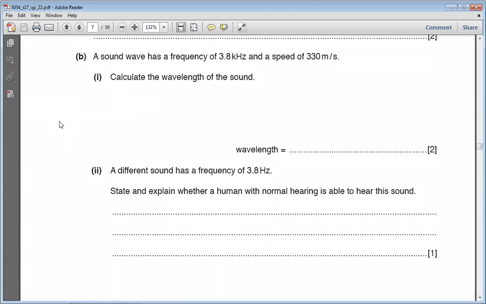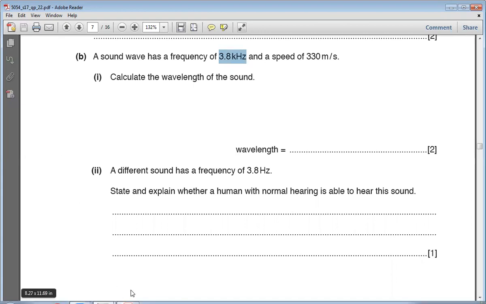Okay, it says a sound wave has a frequency of 3.8 kilohertz and a speed of 330 meters per second. Calculate the wavelength of the sound. You know the formula, the famous wave equation, v equals f lambda. Lambda is the wavelength. So if you make lambda alone, it will be v divided by f. So very easily I can find it. The only problem here is this frequency is in kilohertz. In that formula, the frequency is never entered as kilohertz. It's always entered as hertz. So I will multiply 3.8 with 1000. It will become 3800 hertz.